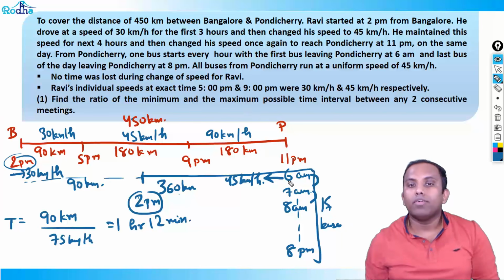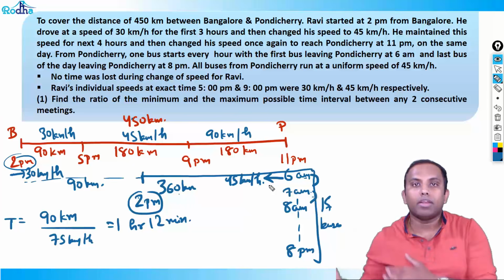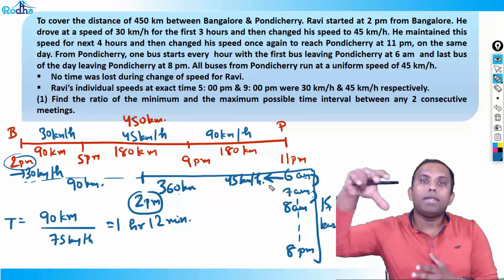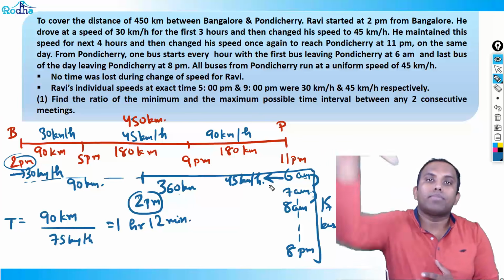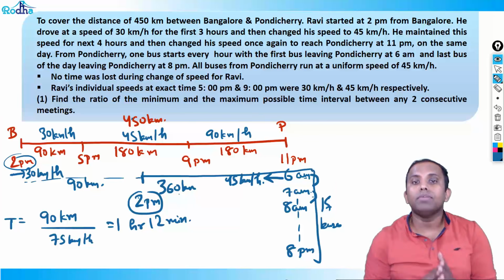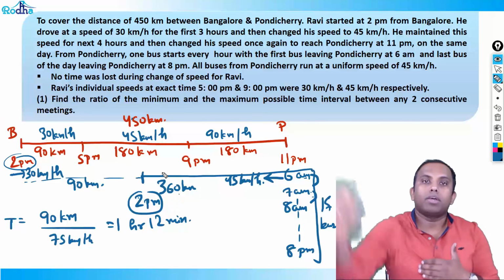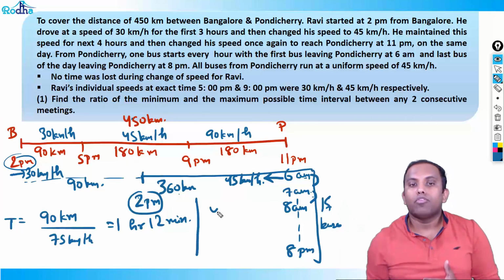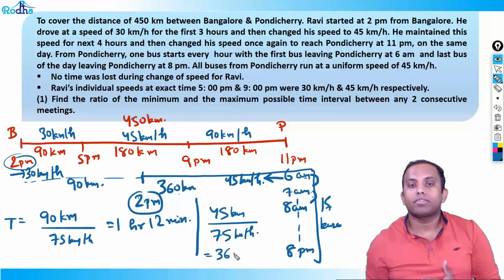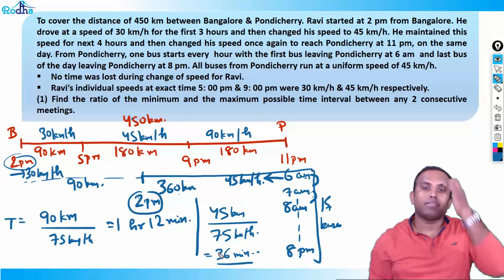Okay, so in 1 hour, one bus will go 45 kilometers ahead. Another bus will start 45 kilometers behind, right? The third will start another 45 kilometers behind the second bus. So every hour, the gap between each bus is 45 kilometers. So when the first bus crossed me, the second bus is at a distance of 45 kilometers, right? So in how much time will I meet the second bus? 45 kilometers by again the sum of speeds, that is 75 kilometers per hour. That is 36 minutes. 3 by 5 hours is 36 minutes, right?